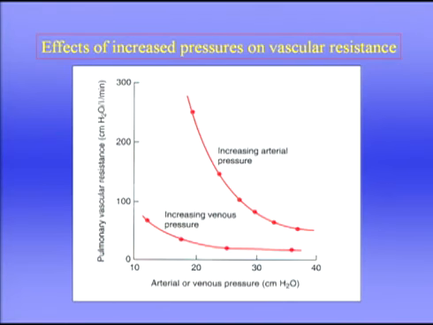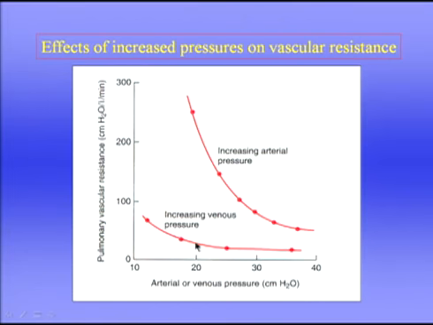Now, first of all, I should say that this can be a confusing diagram if you don't remember one thing, and that is we're only going to change one pressure at a time. So let's imagine that we fix the pulmonary venous pressure at, say, 20 centimeters of water in this particular instance. These are data, by the way, from an animal preparation.